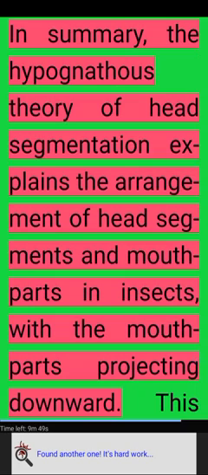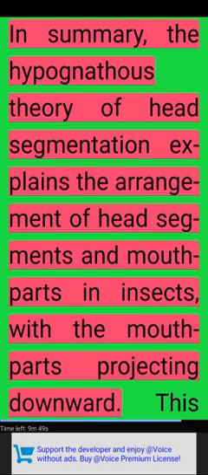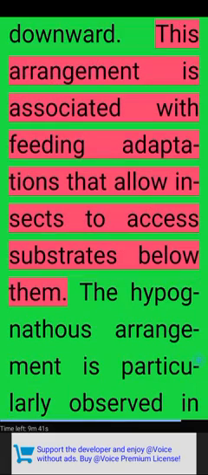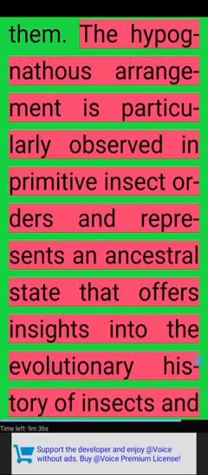In summary, the hypognathous theory of head segmentation explains the arrangement of head segments and mouthparts in insects, with the mouthparts projecting downward. This arrangement is associated with feeding adaptations that allow insects to access substrates below them. The hypognathous arrangement is particularly observed in primitive insect orders and represents an ancestral state that offers insights into the evolutionary history of insects and their interactions with their environment.